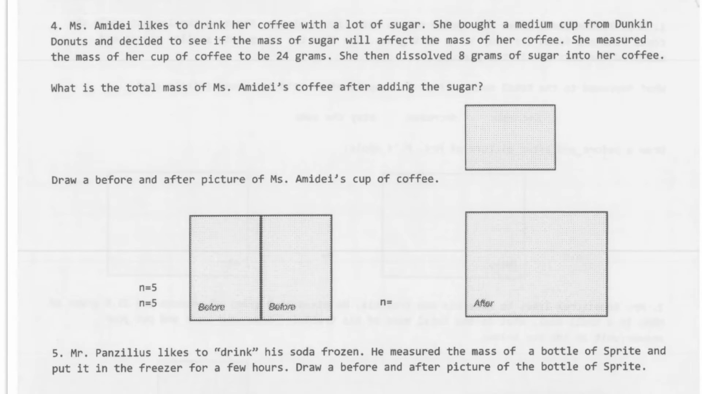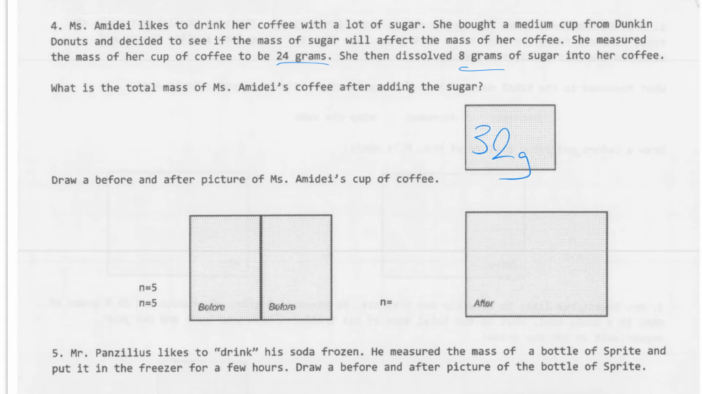All right. Mrs. Amadei likes to drink her coffee with a lot of sugar. She bought a medium cup from Dunkin' Donuts and decided to see if the mass of the sugar will affect the mass of her coffee. She measured the mass of her cup to be 24 grams. She then dissolved 8 grams of sugar into her coffee. Total mass is 32 grams. Now, why isn't it 32.0? These are both to the ones place.